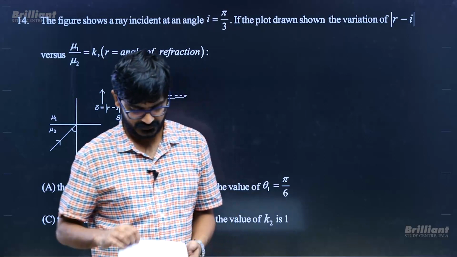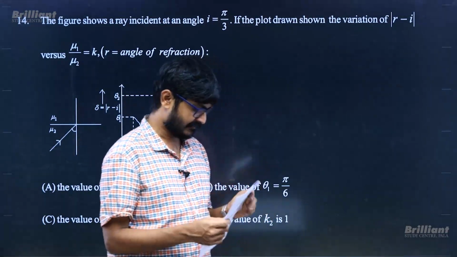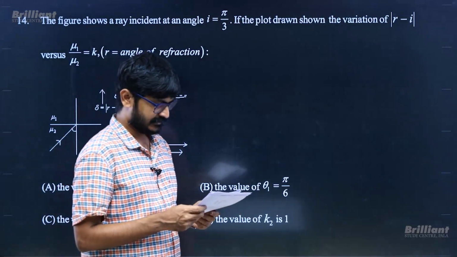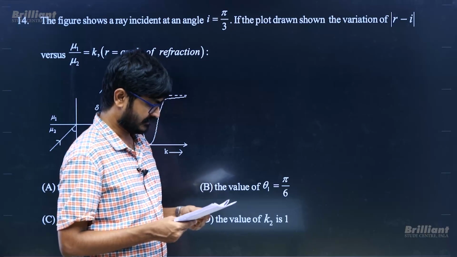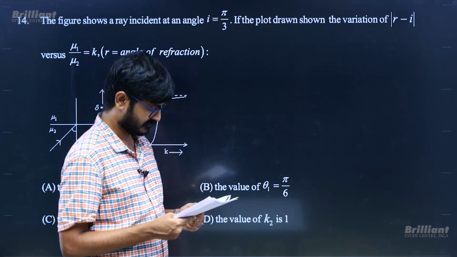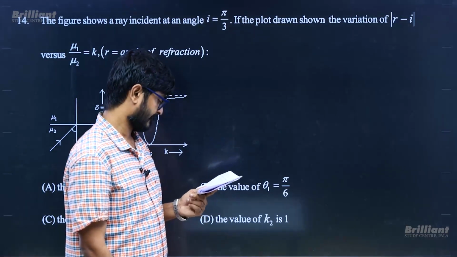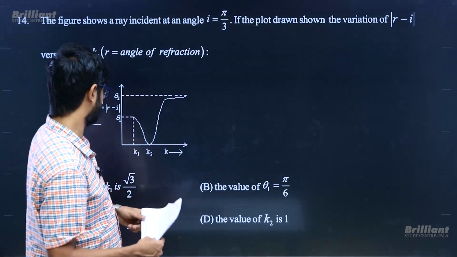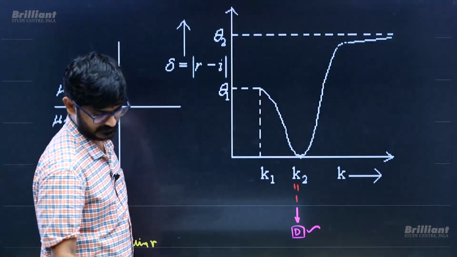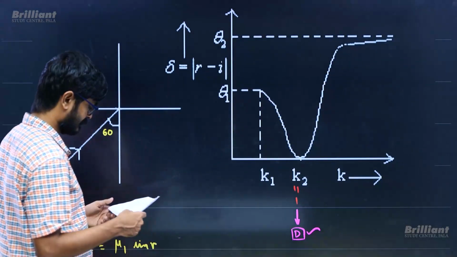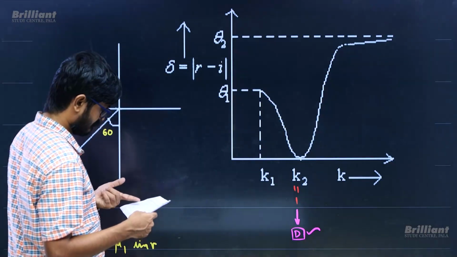Going to the next question, the figure shows an incident ray at an angle of 60 degrees. If the plot shows the variation of r minus y versus k, where k is mu 1 by mu 2. Okay, so let me show you the figure. So that's the figure. This angle is given as 60 degrees, and r is the angle of refraction.